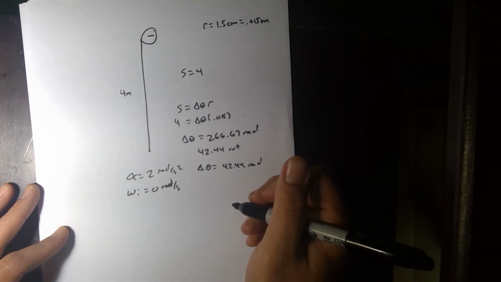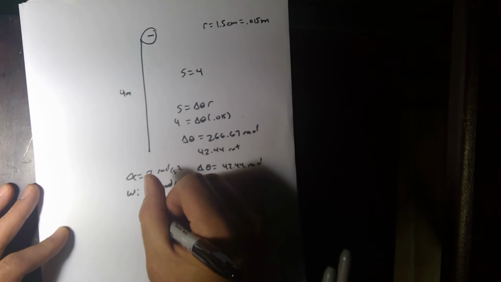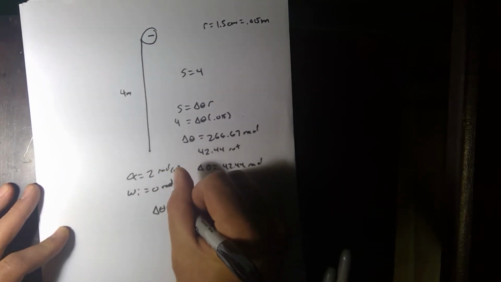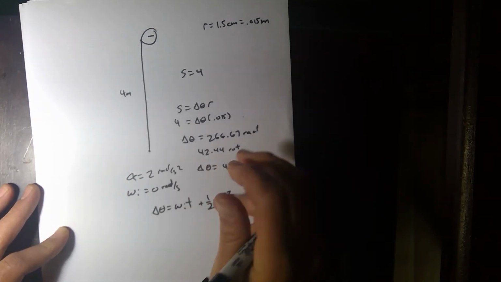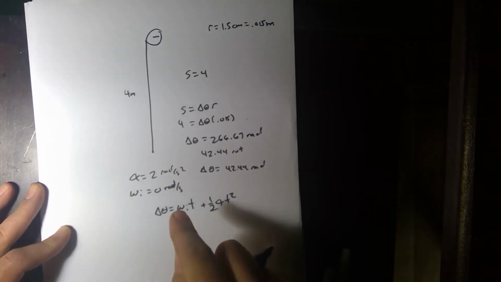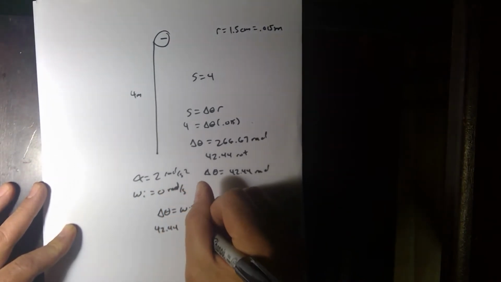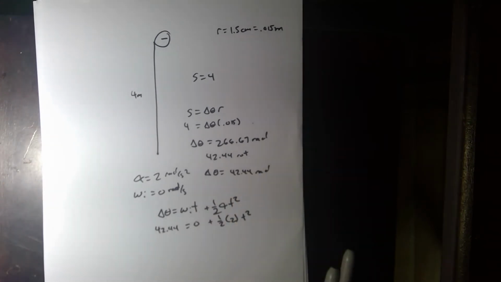If we want to solve for time, I'm going to guess this one: delta theta equals omega_i t plus 1/2 alpha t squared. That's 0, so that's going to be kind of easy to solve. 42.44 there, 0 there, 1/2 times 2 times t squared. See if it all works out, see if we get what we do on the answer key.